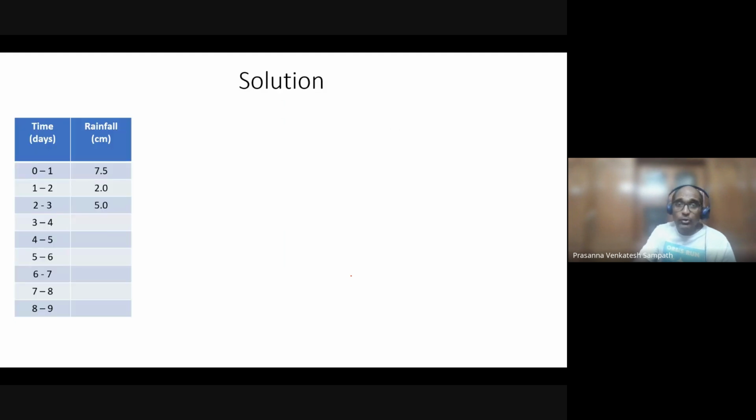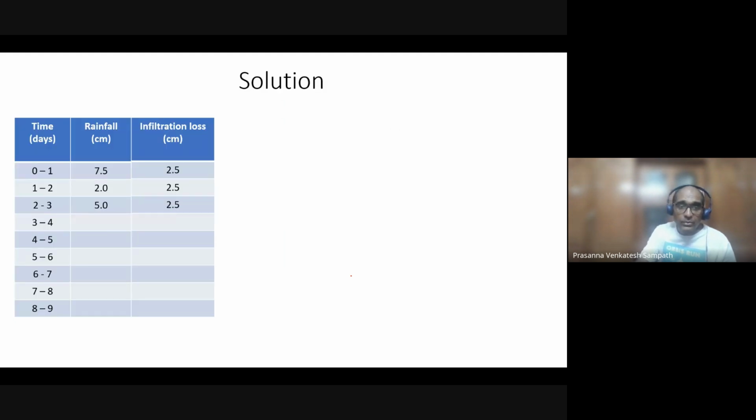Okay, so that's what I'm going to list in the next. So that's why you will see 0 to 1, 1 to 2, 2 to 3, 3 to 4. The first column goes all the way to 8 to 9 days. Why do I go up to 9 days? Because I have 3 rainfall events.